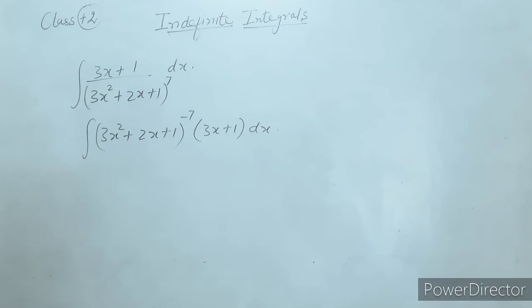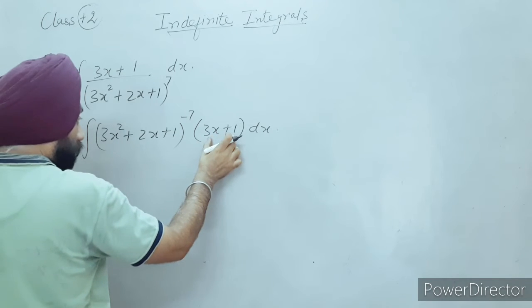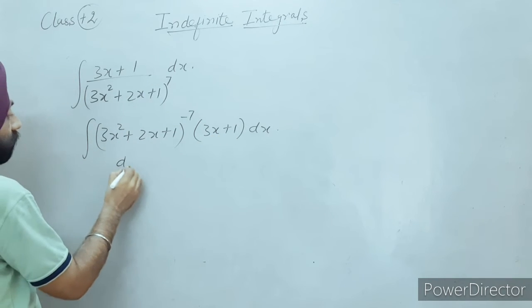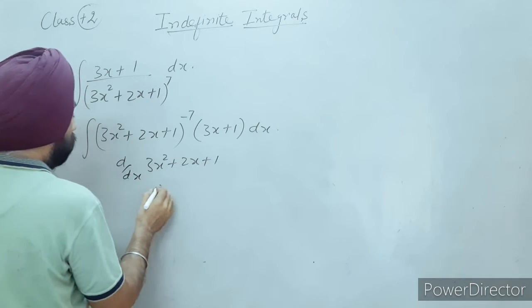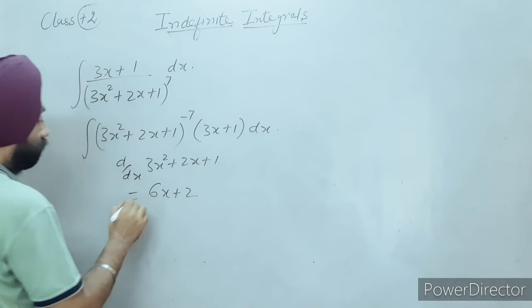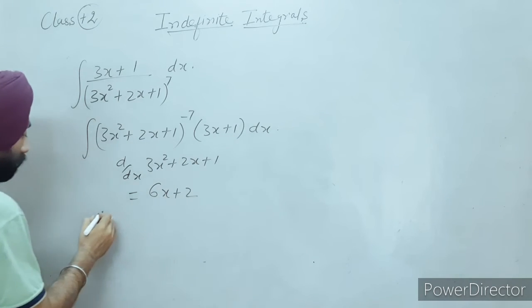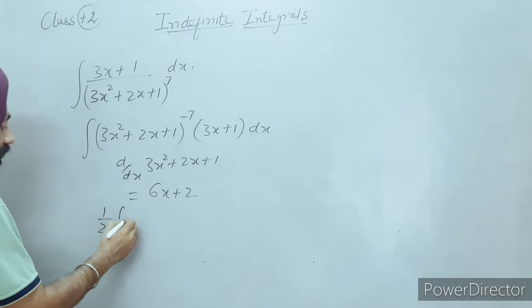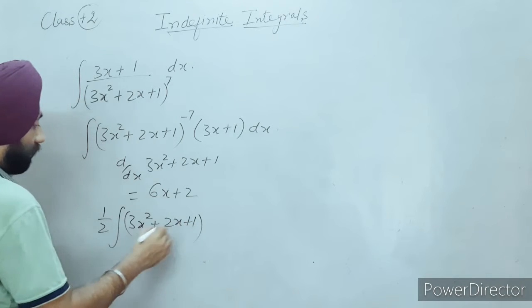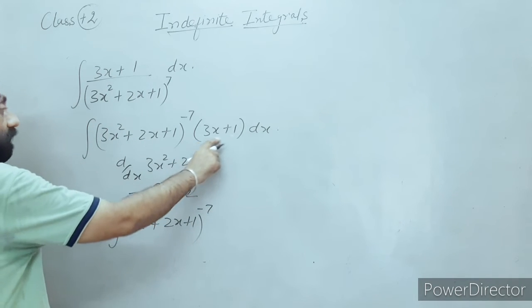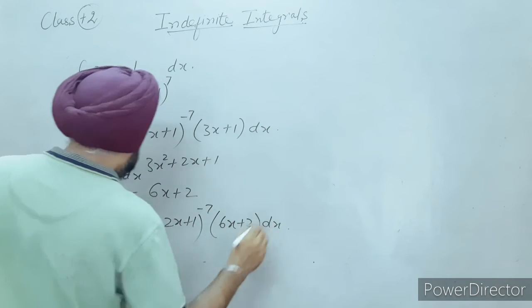Right? Now this is fx raised to power n. Its derivative should be here. So what is the derivative of 3x square plus 2x plus 1? It is 6x plus 2. Here it is 3x plus 1. So what I will do is divide and multiply by 2 to get its derivative. It's minus 7, right? If I multiply this with 2, I get 6x plus 2 dx.